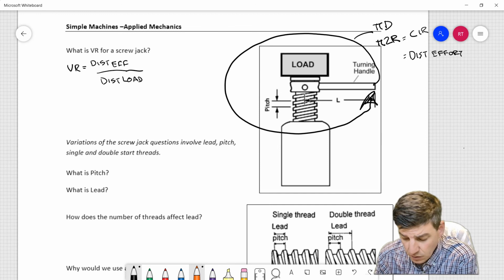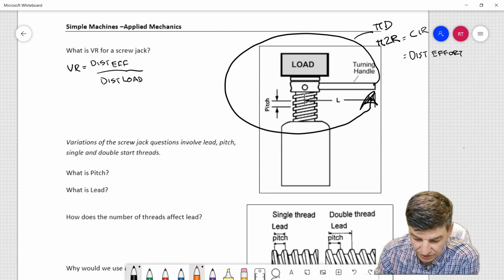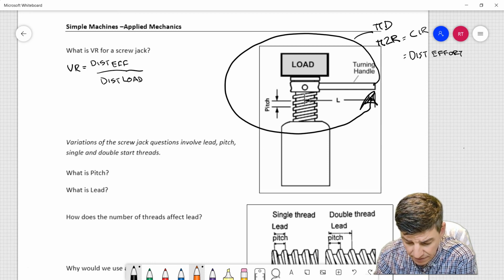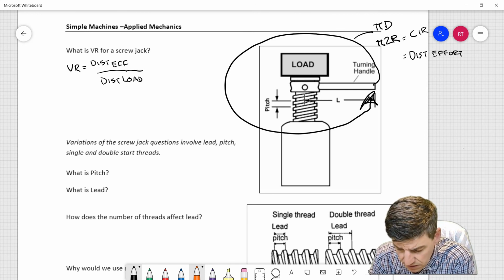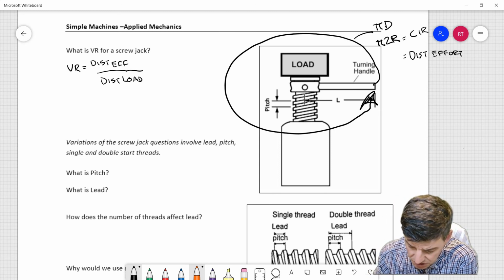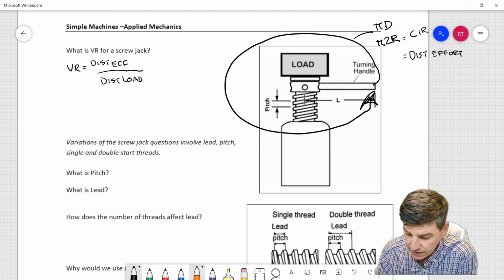So the question then would be, how far is the load going to go in one revolution of that handle? It's going to be dictated by the thread. In this diagram, what they've shown is a term, the pitch. The pitch is often what we're going to use to dictate the distance that the screw jack moves up, but it's not always the case.